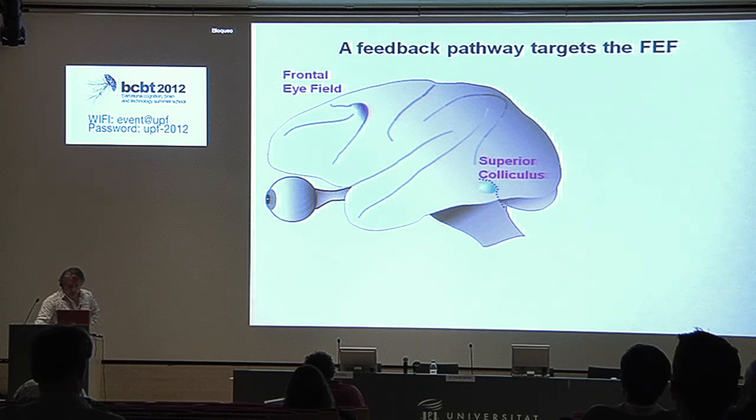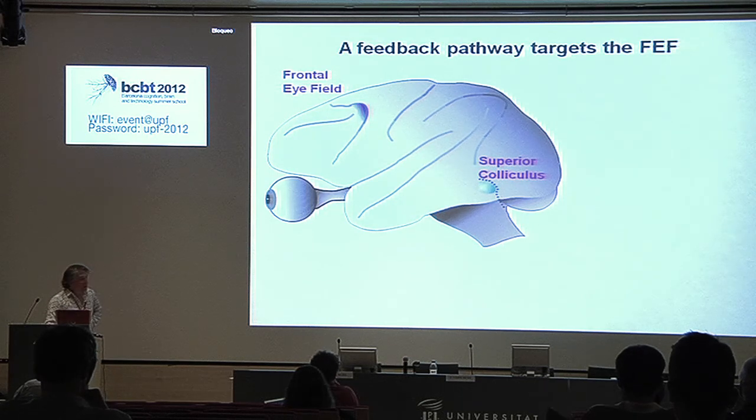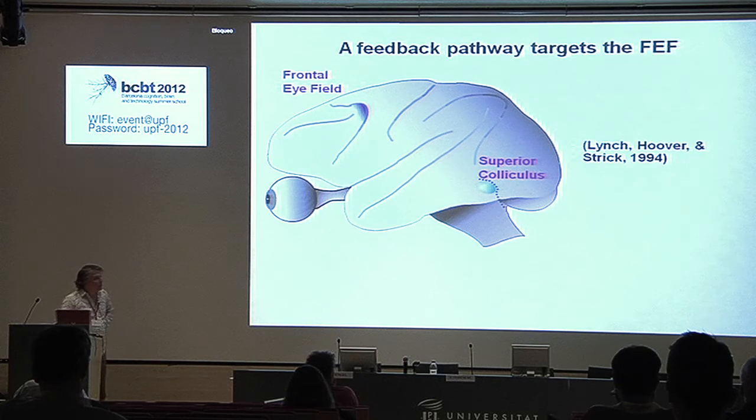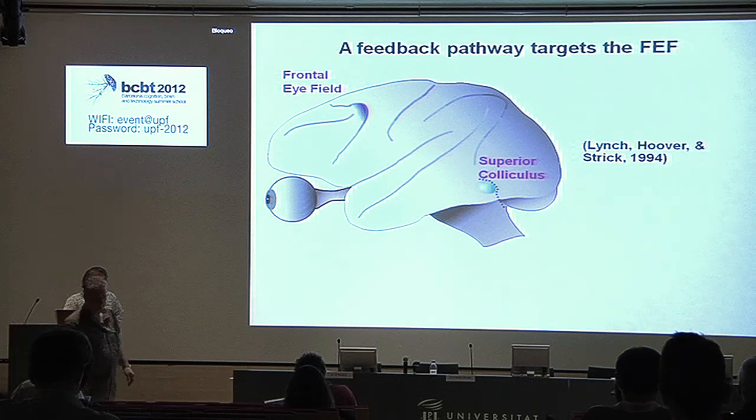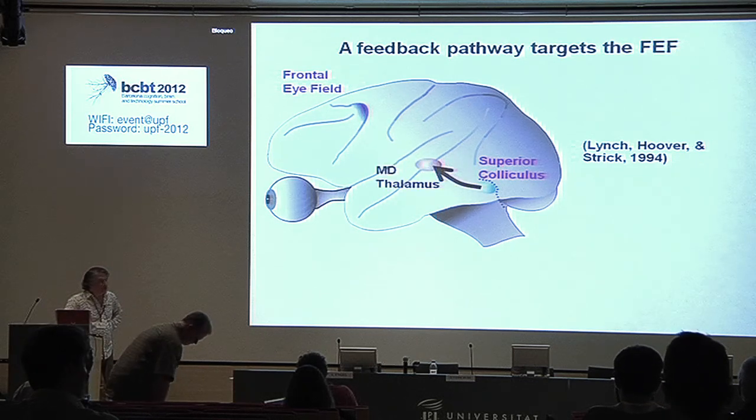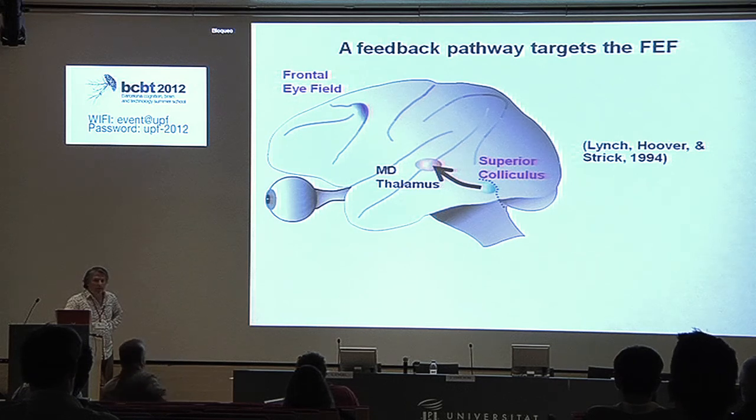With the advent of viral tracing techniques, people were able to start looking at multisynaptic pathways going from region to region in the brain. And one of the early applications of this was by Peter Strick and colleagues, Lynch and Hoover, in 1994, which was a little paper in Experimental Brain Research, but it caught our attention because it very clearly demonstrated that there is a pathway running from the superior colliculus back up to the frontal eye field.